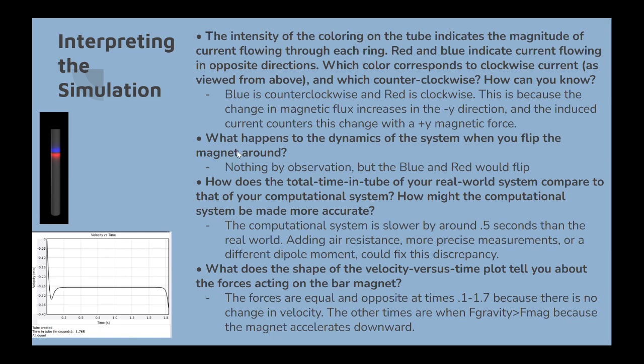And what happens to the dynamics of the system when you flip the magnet around? So nothing happens by observation, so it'll fall the same amount of time, but the blue and red forces will flip, so it'll just look a little bit different in our code, but the time will be the same.